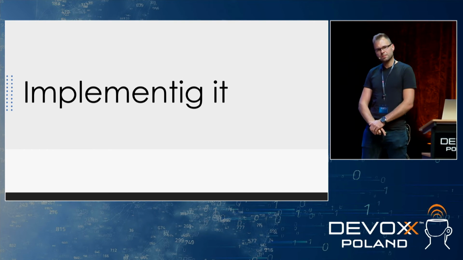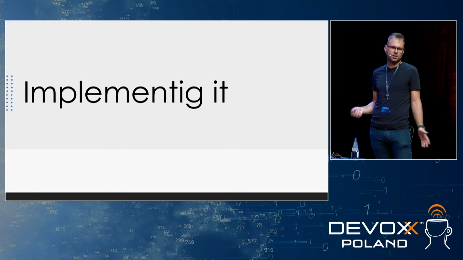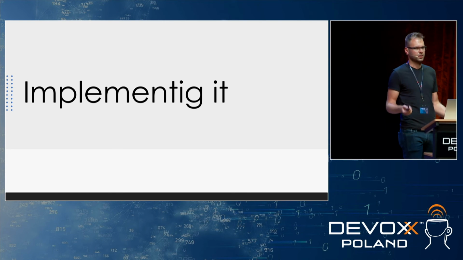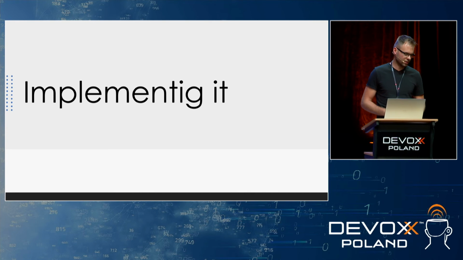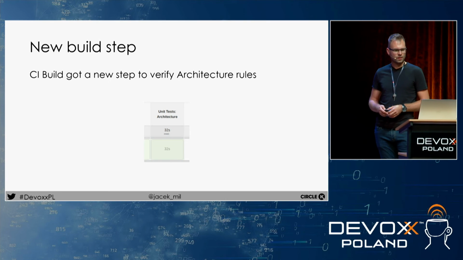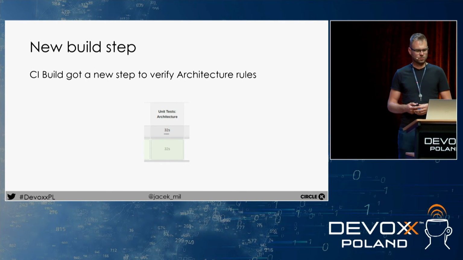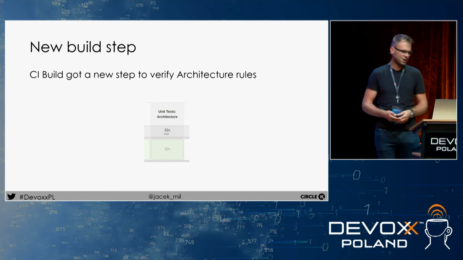With those rules that we have, we started the implementation. And the implementation was a meaningful refactoring. We were not changing that much, and refactoring was not difficult, but still we had a lot of discussions on that. So during the implementation, our continuous integration got a new build step, which is architecture unit tests. This is where we fire those unit tests.